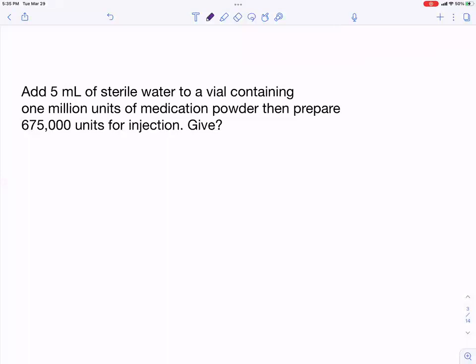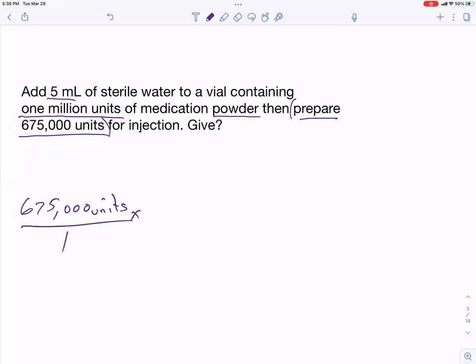When we look at this problem, it's telling you, add 5 milliliters of sterile water to a vial containing 1 million units of a medication in a powder form. Then prepare 675,000 units for injection. So what is my order? My order is to prepare 675,000 units. That's my given. 675,000 units over 1. What is my wanted? If I'm adding a liquid, my wanted is the milliliters. Put that over 1, so it reminds you that this has to be in the numerator.